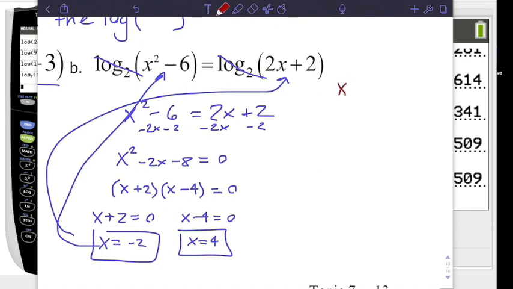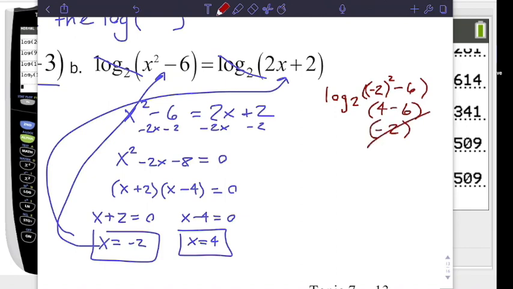So let's go log base 2 of negative 2 squared minus 6. That's going to give me 4 minus 6, which gives me negative 2. You can't do the log of a negative number. If you try and type that in your calculator, it's going to say that doesn't work. So negative 2 does not work.